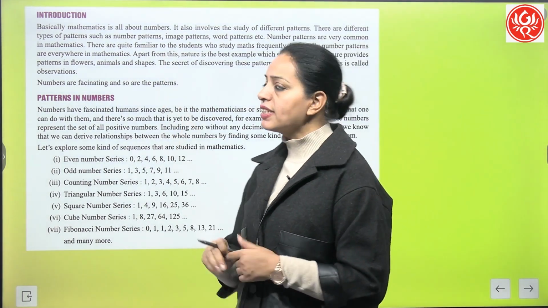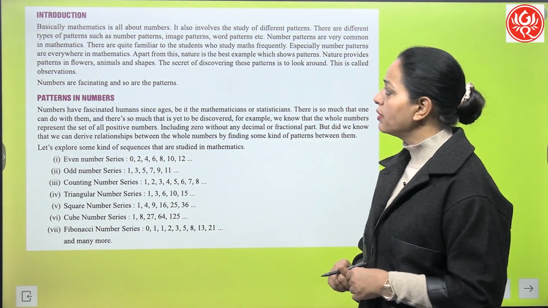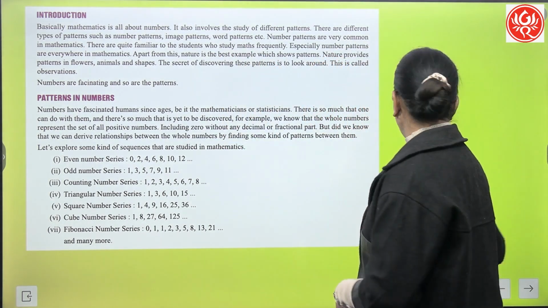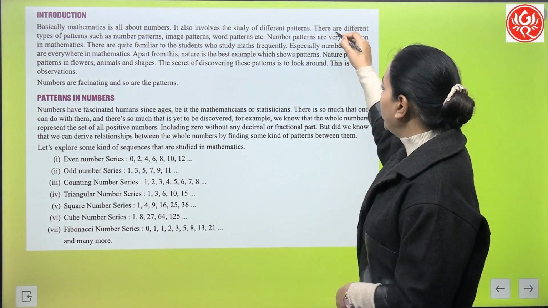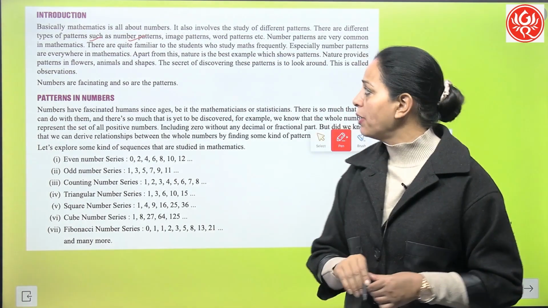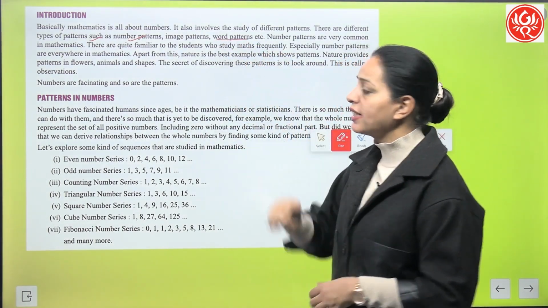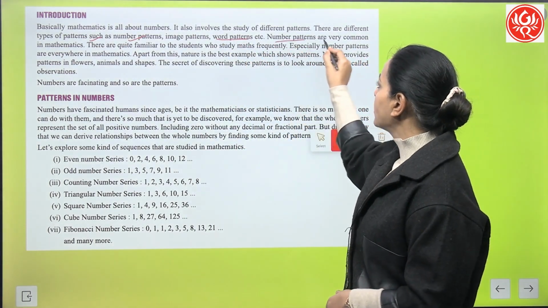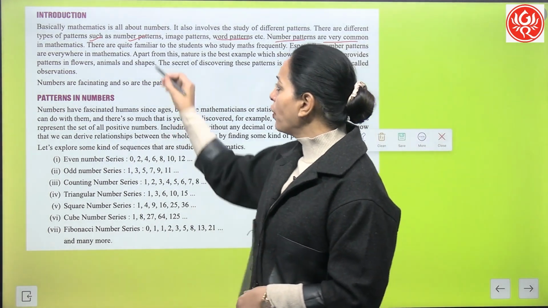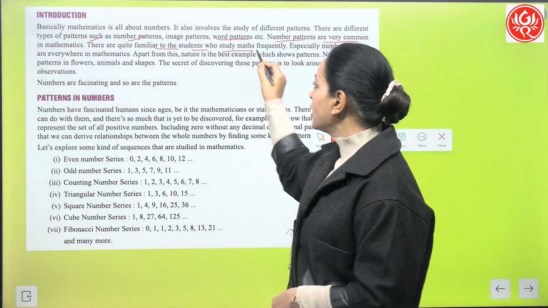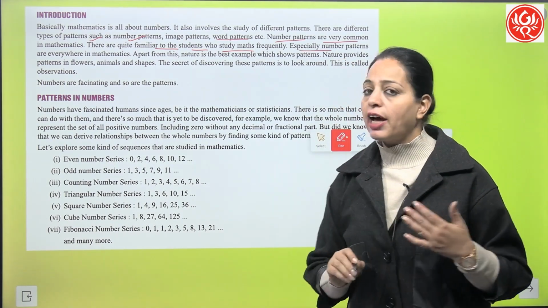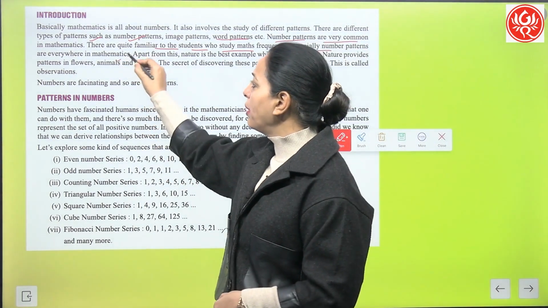Basically, mathematics is all about numbers. It also involves the study of different patterns. So there are different types of patterns such as number patterns, image patterns, word patterns, etc. Number patterns are very common in mathematics. They are quite familiar to the students who study maths frequently. Especially, number patterns are everywhere in mathematics.